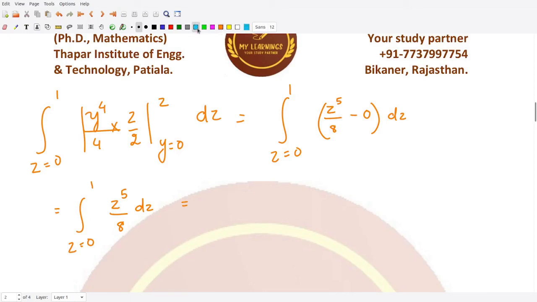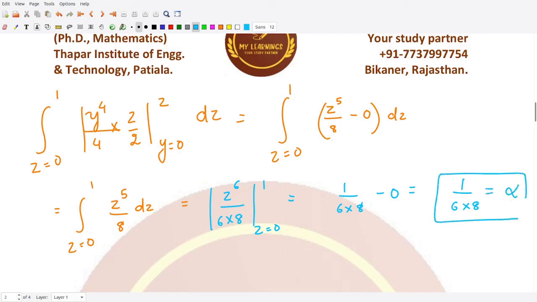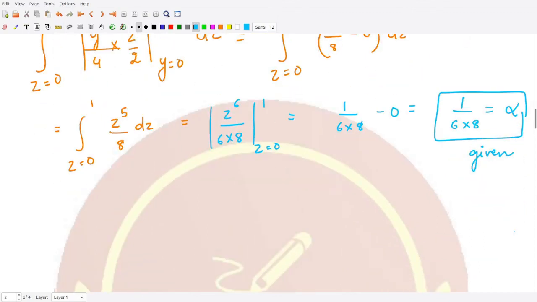Now that is simple for single integration. So how can you solve this one? You just simply have to integrate with respect to z. So that would be z to the power 6 divided by 6 into 8. And we have to substitute the limits, z varying from 0 to 1. So it is equal to 1 divided by 6 into 8 minus 0. So your answer is 1 divided by 6 into 8. And what is this thing? This is given to be alpha. This is given, right? So in this question they are asking what is the value of alpha.